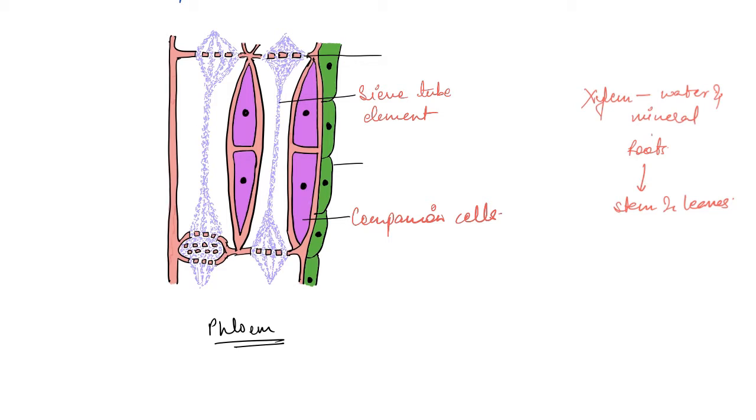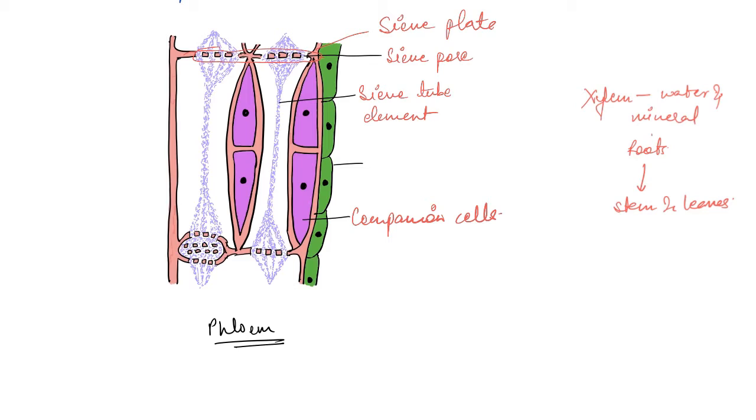Now let's move ahead. If you see here, their end walls are perforated. You can see that the walls are perforated in a sieve-like manner to form the sieve plate. So this you see is the sieve plate. What exactly is the sieve plate? These are the pores, right? These are the perforations. These are the sieve pores. And the entire plate is the sieve plate, right?